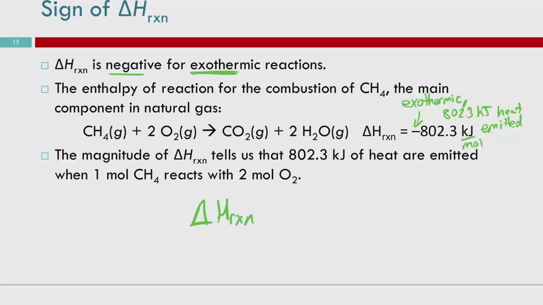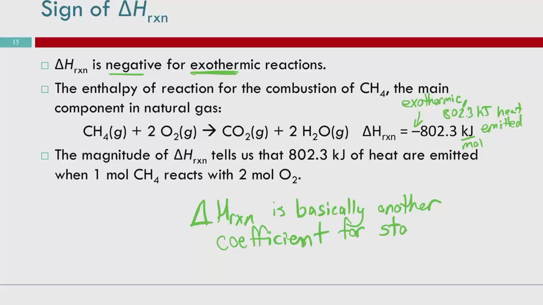Delta H of the reaction is basically another coefficient for stoichiometry. So we can do some stoichiometry, sort of, to go from moles of any of our chemicals in our reaction to heat.